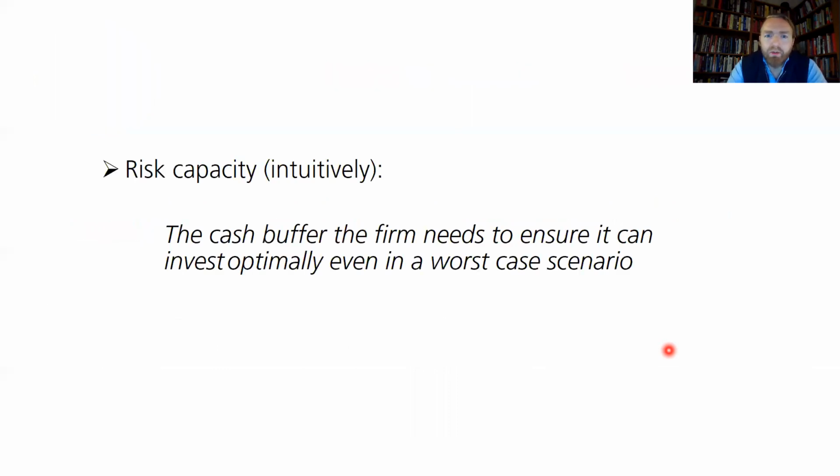So risk capacity on an intuitive level is simply some form of a cash buffer that helps you invest optimally, even in a worse than expected scenario. And so it's not equity as is the case with economic capital, for example, which deals more with solvency, the solvency of financial institutions, how to stay solvent and survive in worst case scenarios. We are talking about a liquidity concept here. Risk capacity is about the liquidity you have available to support your risk taking.